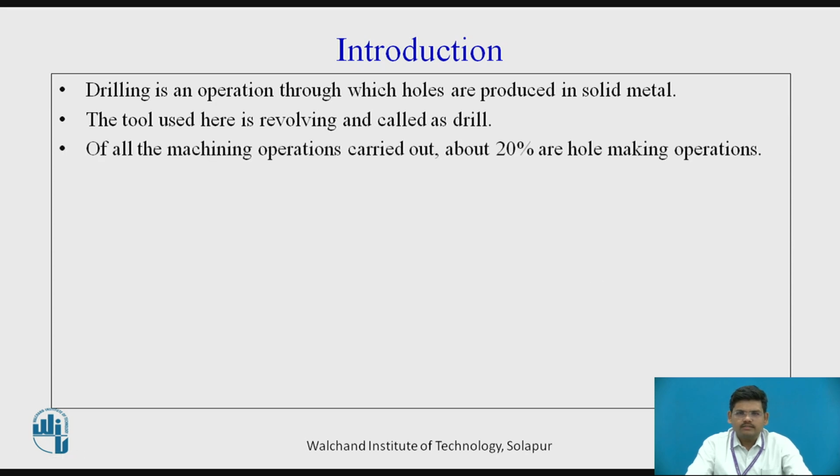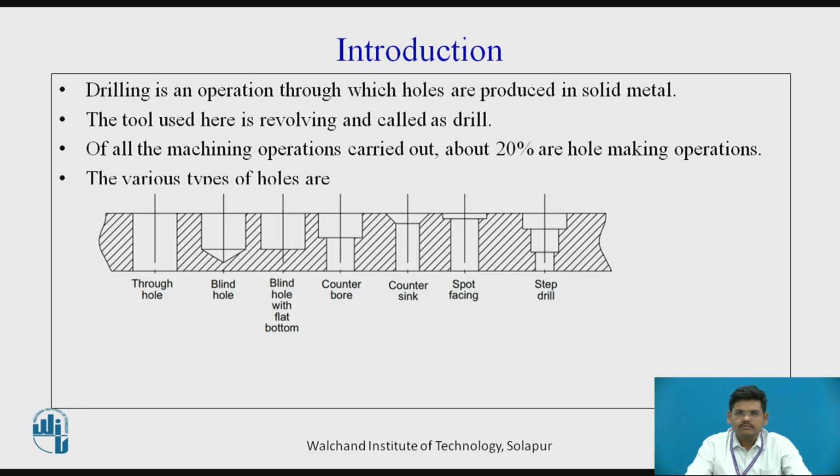Of all the machining operations carried out, as I mentioned, about 20% are hole making operations. The various types of holes that are generated using drilling machines are as you can see on screen. The very first is a simple hole being drilled throughout the job. If this is the sectional area that you can see, the area with the section lines constitutes the job. A through hole is depicted in the first part. In the second part, we have a hole drilled up to a certain distance. It is not a through hole.